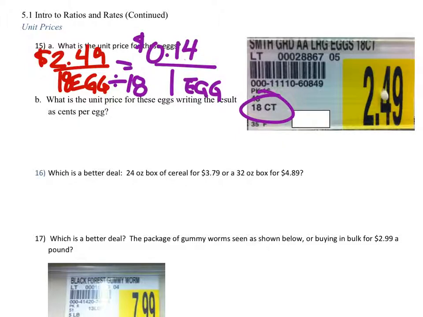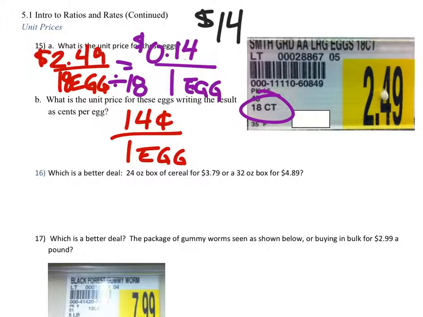What is the unit price for these eggs, writing the result as cents per egg? Well, that's 0.14, so 14 cents for 1 egg. We just have to be careful with how we do that, because a common mistake on this one is just to say, well, it's 14 cents, so we just say 14 like this, $14 per egg. But again, it's all about the label. I know the work was done right there, but the labeling is all wrong. It's not $14 per egg, it's 14 cents. So just be careful on that.